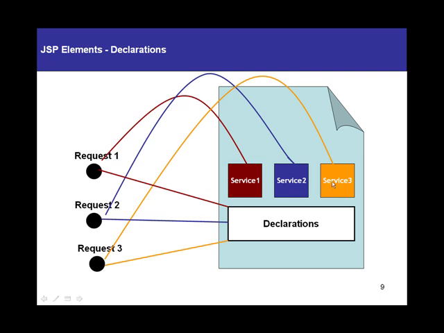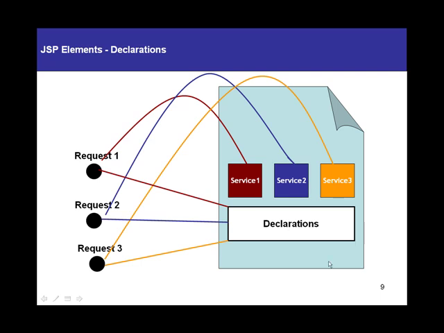So for each request, I have got its own service method, right? So whatever is there within the service method is not being shared across these three requests. It's different for each of the requests, right? So each request is unique now in terms of the service method.